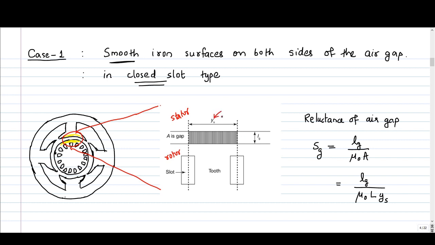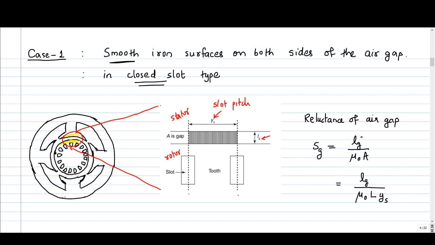Here YS indicates the distance between midpoint of one slot to the midpoint of the adjacent slot, and it is called slot pitch. Okay, so it is denoted by YS, and LG represents the length of the air gap. So what will be the reluctance of the air gap? Reluctance of the air gap is L by mu A. The equation is L by mu A.